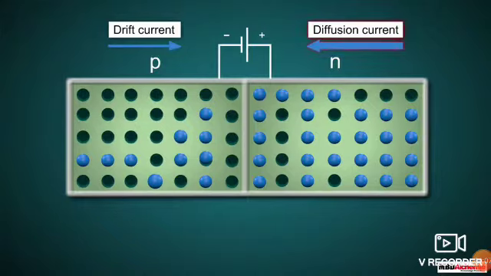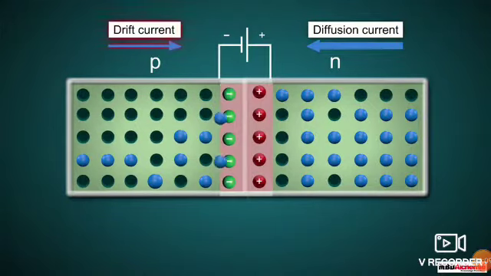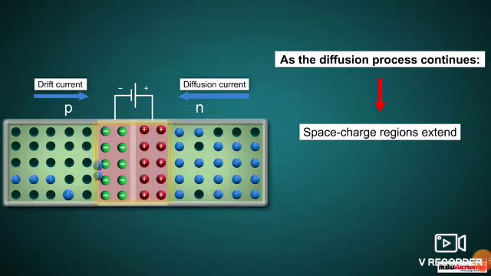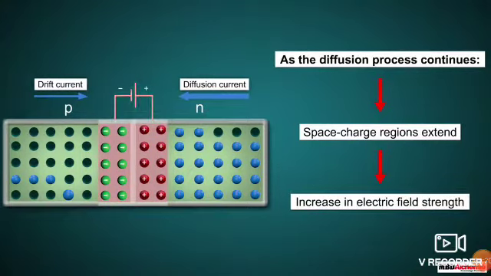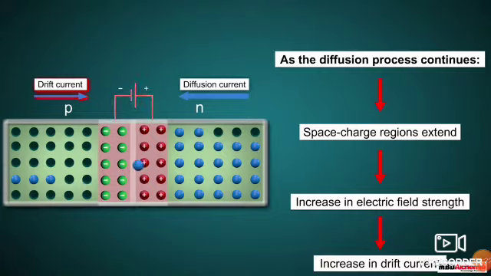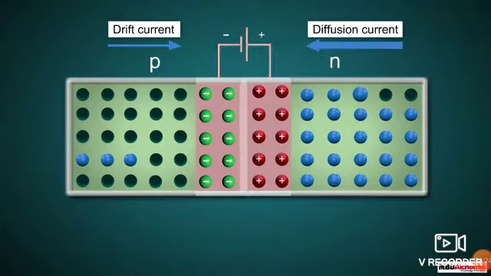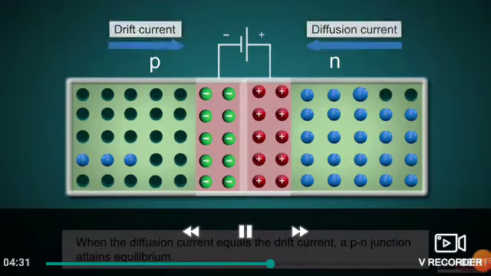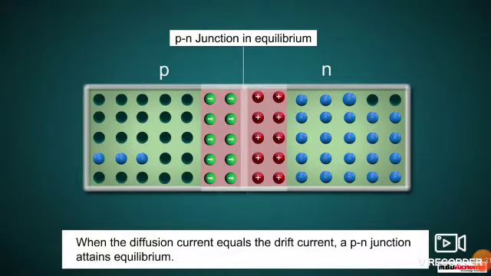Initially, the diffusion current is large and the drift current is small. As the diffusion process continues, the space-charge regions on either side of the junction extend, thereby increasing the electric field strength and the drift current. This process continues until the diffusion current equals the drift current. Thus, a p-n junction attains equilibrium.